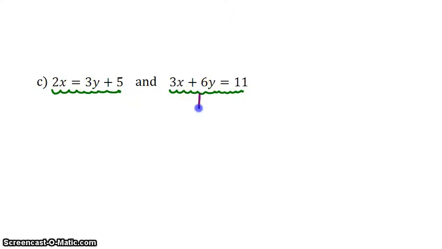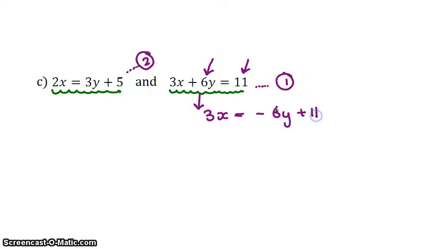I'm going to pick this guy, because at least if I divide by 3, my 6 can be divided by 3. Now, my 11 doesn't exactly divide by 3, but it's fine. I'm going to have to use fractions. So equation number 1 and equation number 2. From equation number 1, I'm going to start rearranging and isolate x. So I minus 6y on both sides, and then I divide by 3. So I get minus 2y, and I get 11 over 3. And this is equation number 3.